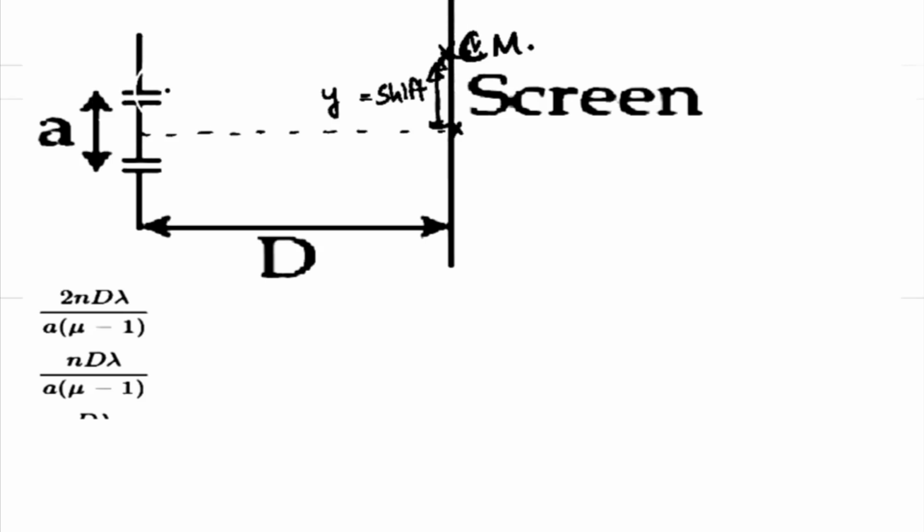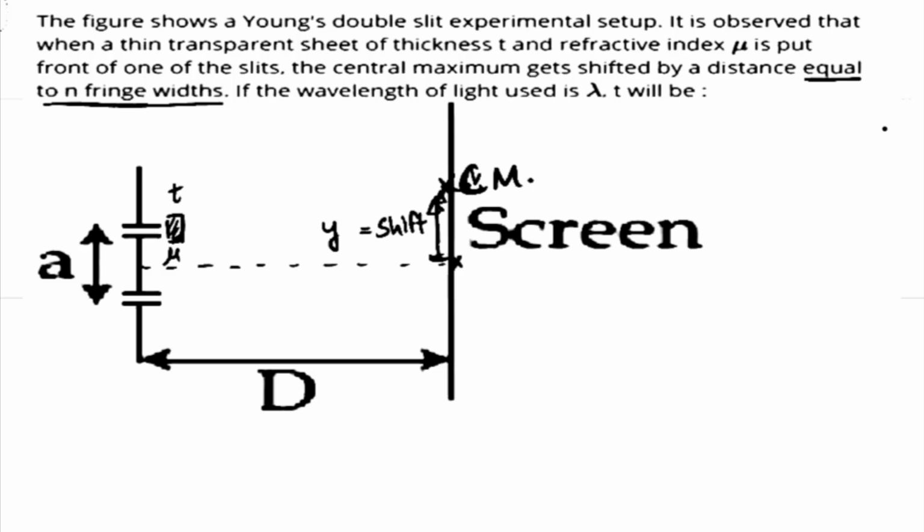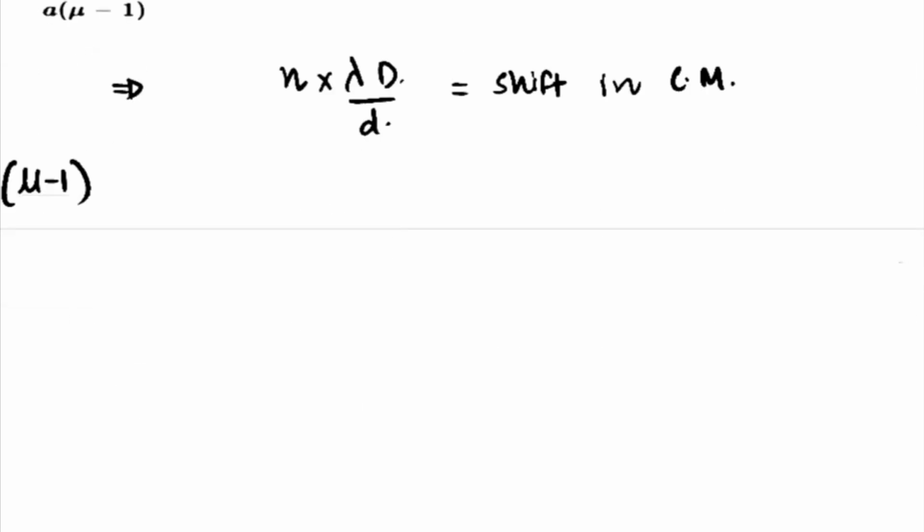Now let's find out what the path difference is due to the introduction of the sheet, which has thickness t and refractive index mu. So we know the path difference due to the introduction of the sheet is given by t into mu minus 1, where t is the thickness, and as per the problem, the thickness is T, right? And the value of small d in the problem is given to us as a. So d is the separation between the two slits. So the shift is n lambda capital D by a.